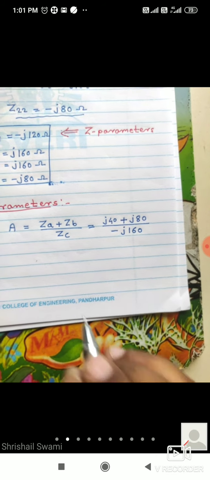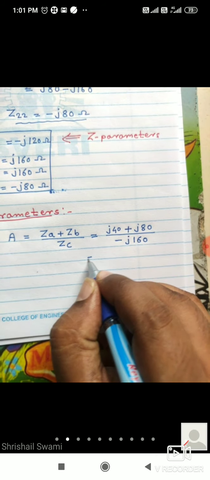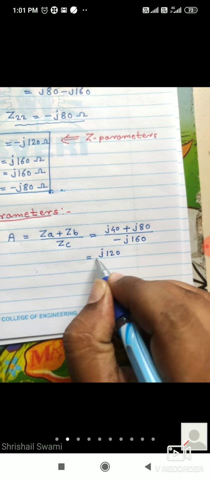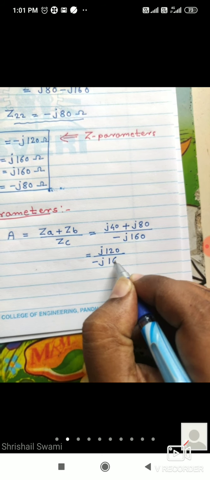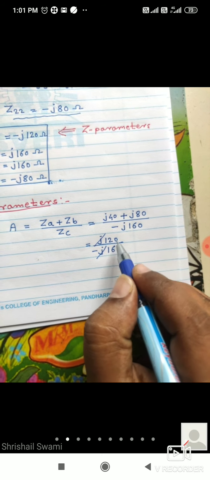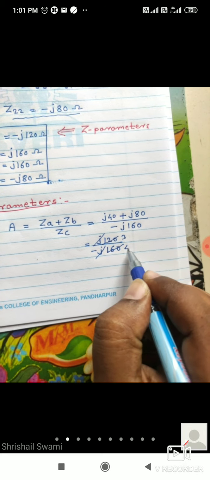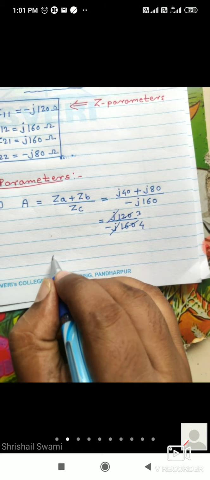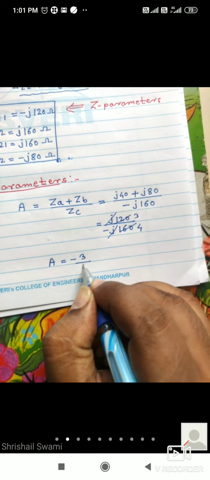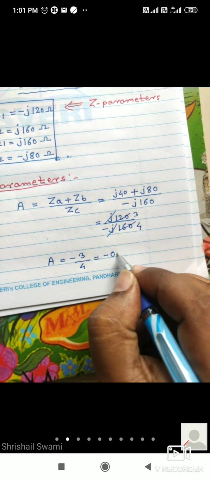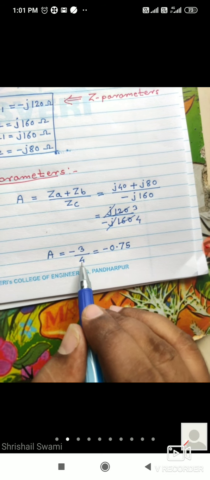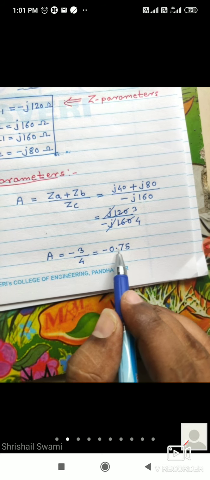So what is the answer now? J40 and J80, that is J120 minus J160. So J will get cancelled. Okay, 120 divided by 160 means 3 by 4. So A is equal to what? Minus 3 by 4 किंवा minus 0.75 म्हणूया. Okay, A is equal to minus 3 by 4 is equal to minus 0.75.